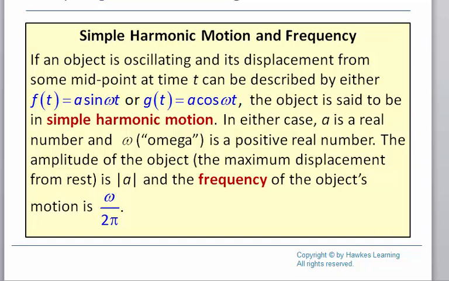The amplitude of the object, the maximum displacement from rest, is the absolute value of a, and the frequency of the object's motion is omega divided by 2 pi.